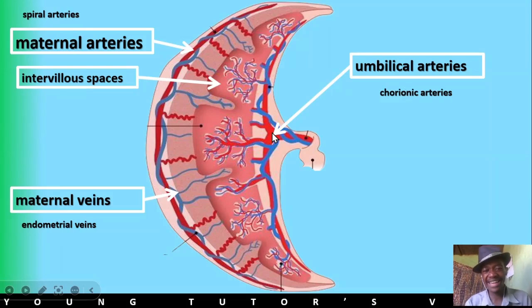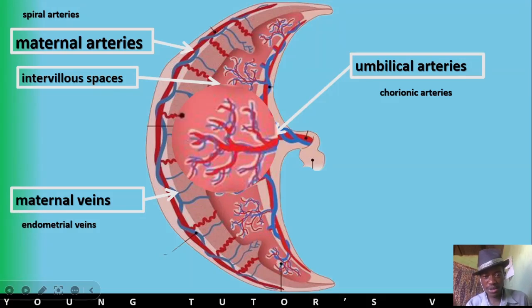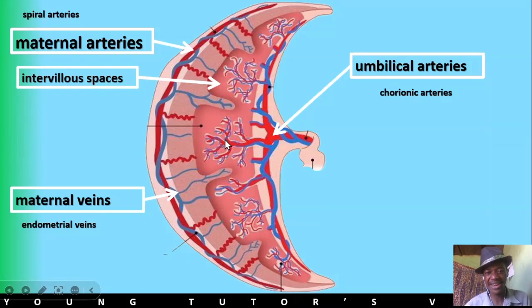So chorionic arteries are extending into the chorionic villi. You can see over here those chorionic vessels, the chorionic arteries and the chorionic veins, covered in a white coat. That white coat is what is called the chorionic villi. So what we have are these chorionic vessels extending into the chorionic villi for gaseous exchange.